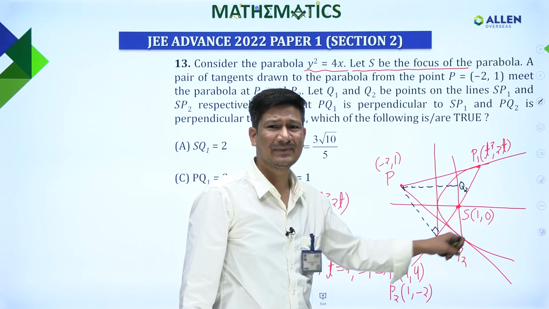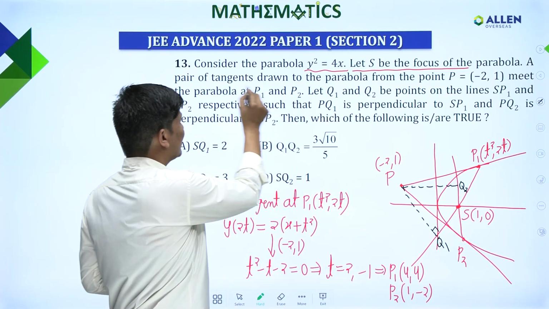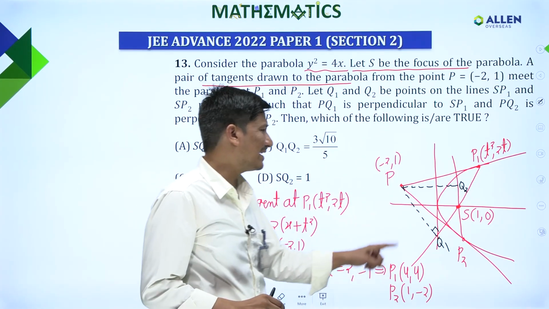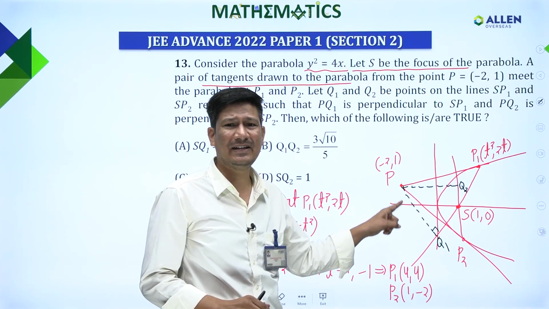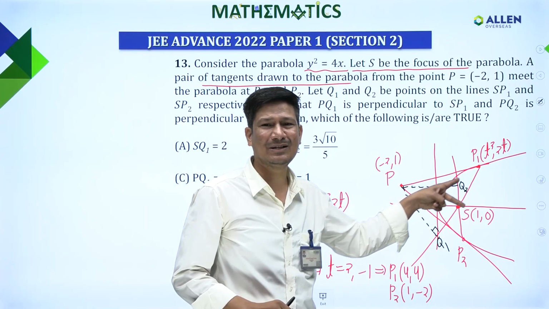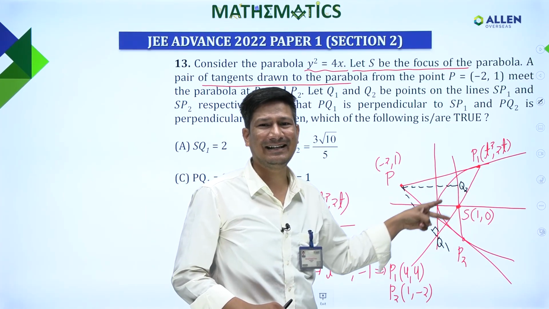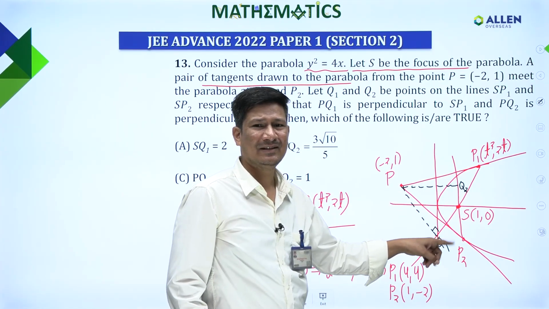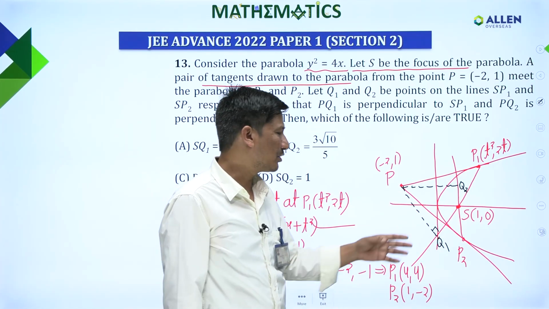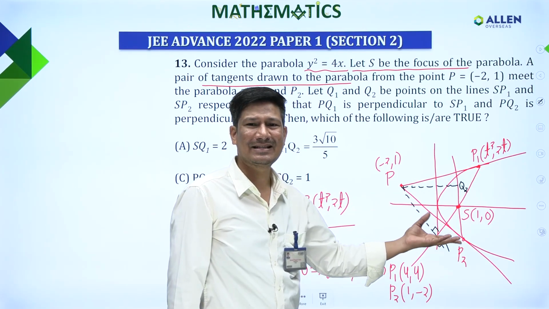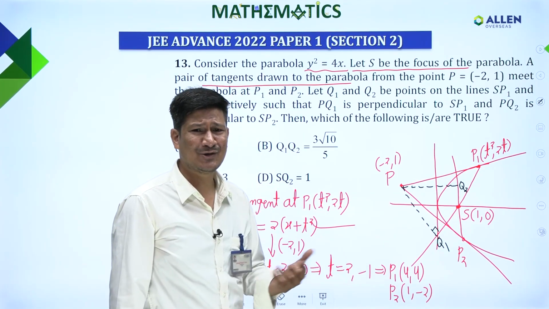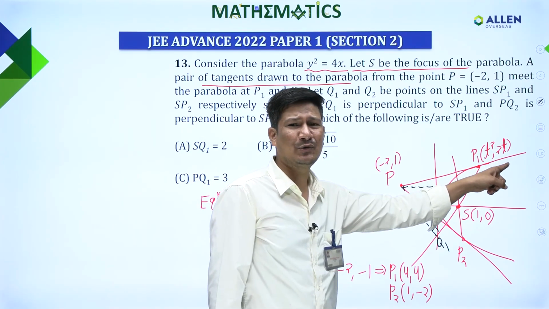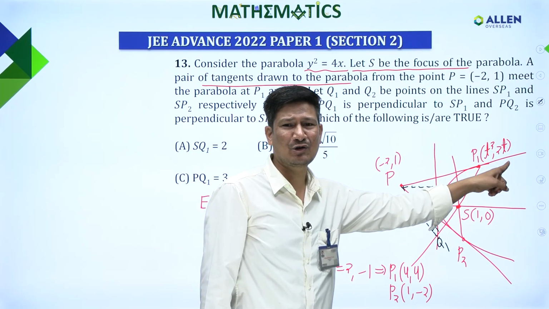That is 1, 0. Now, a pair of tangents is drawn to the parabola from the point P. Guys, from this external point P, minus 2, 1, we have drawn two tangents to the parabola. They intersect the parabola at the points P1 and P2. So guys, how can we calculate the coordinates of those points P1 and P2? See, in parametric form, I am assuming the coordinates on the parabola, that is at square, 2at, a is equal to 1, that is t square, 2t.